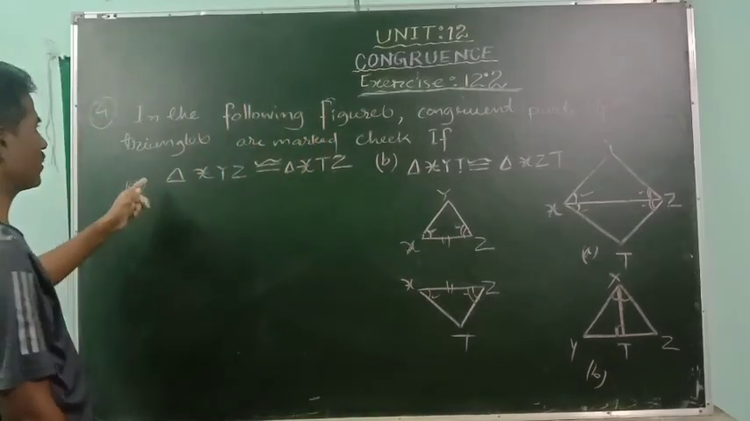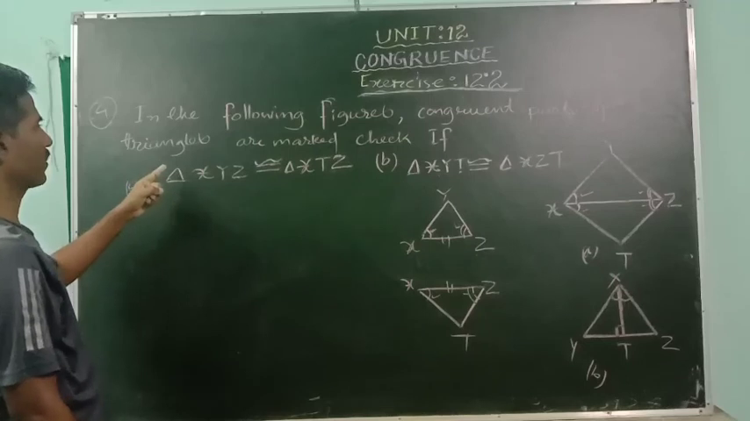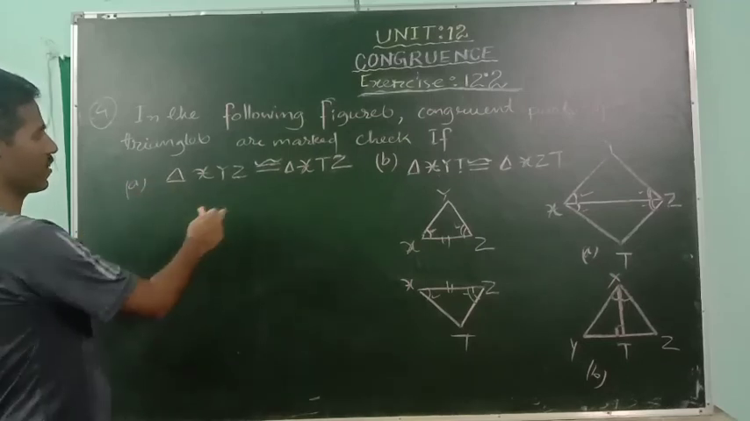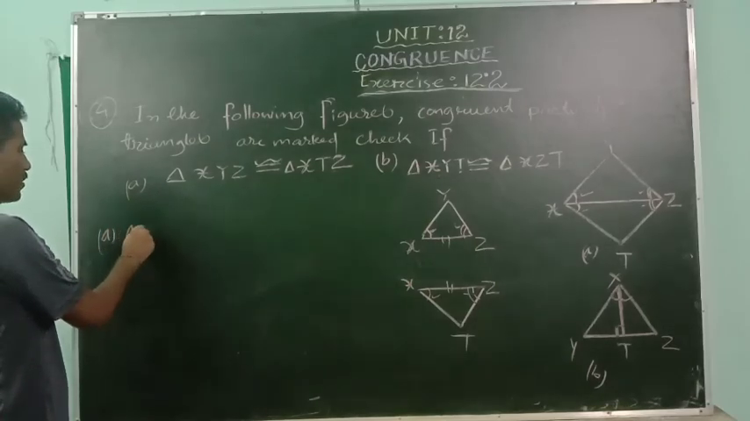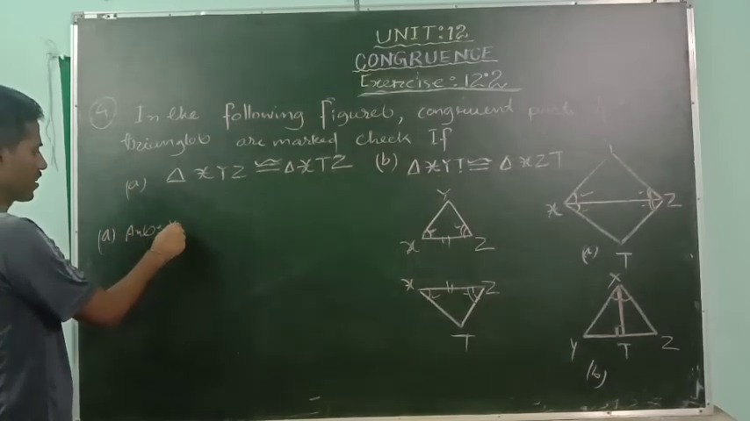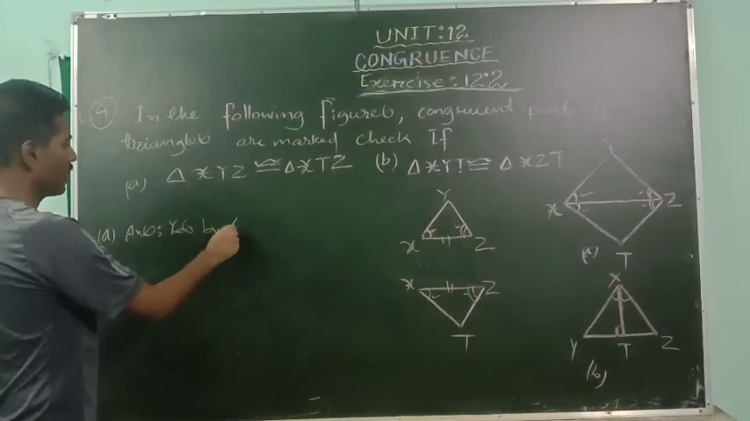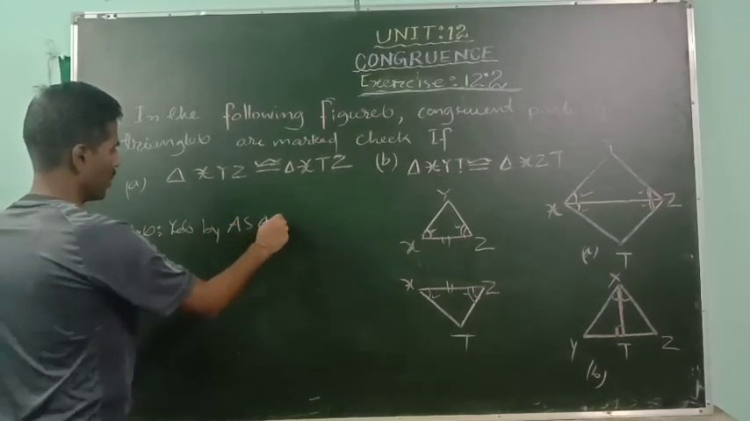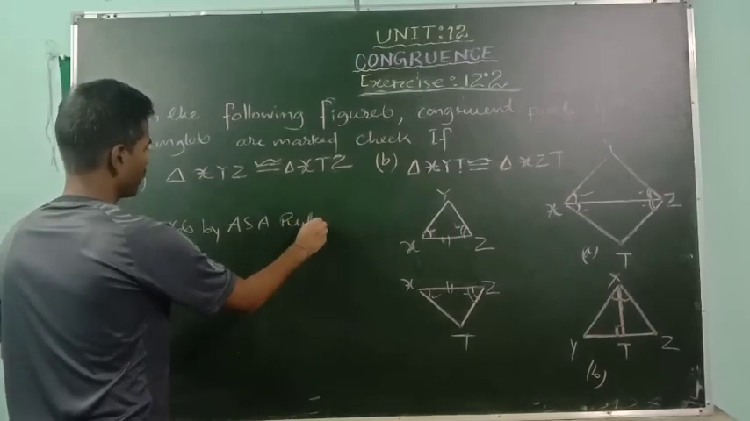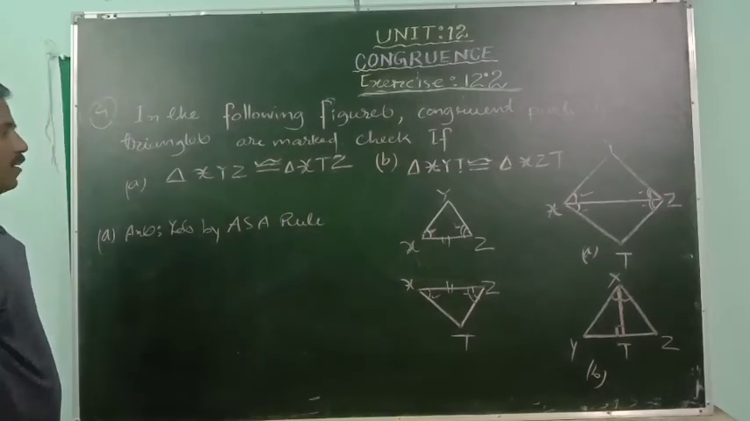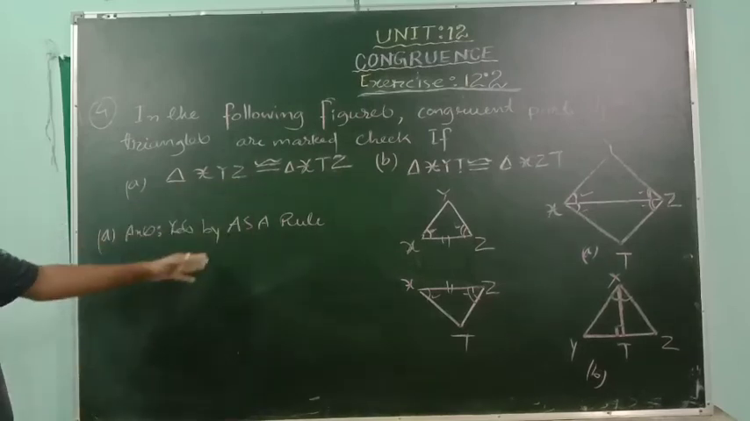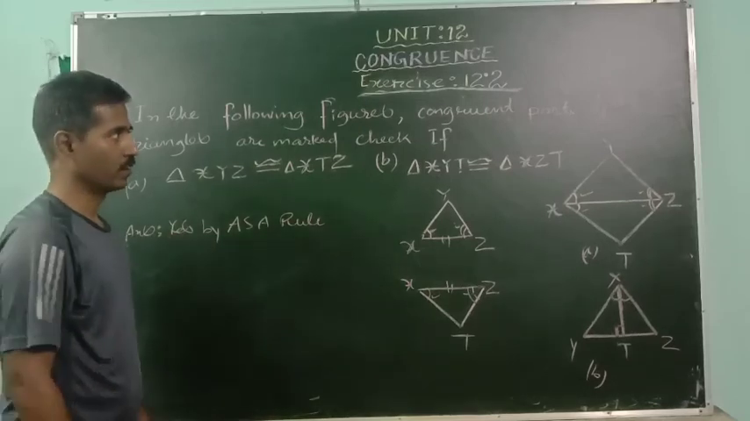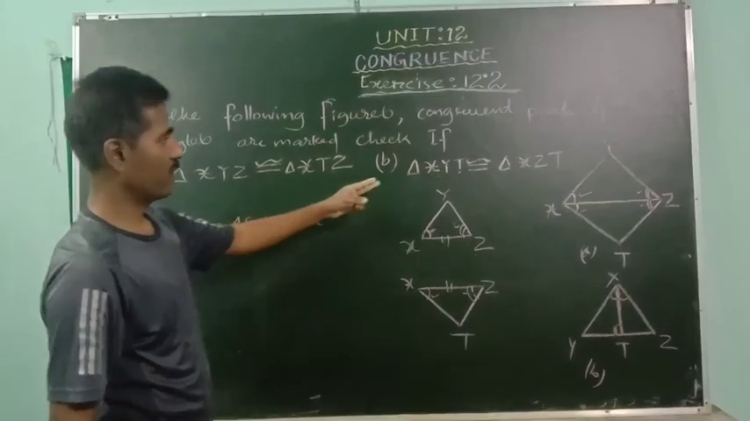So you can write: the question says, in our figures congruent parts of the triangles are marked, check if these triangles are congruent. So the answer to number one, sub question A, is yes, by the angle side angle rule. The rule is not mentioned in your question to write, but I'm writing it here. If you don't write it, no problem, only writing yes will be enough.